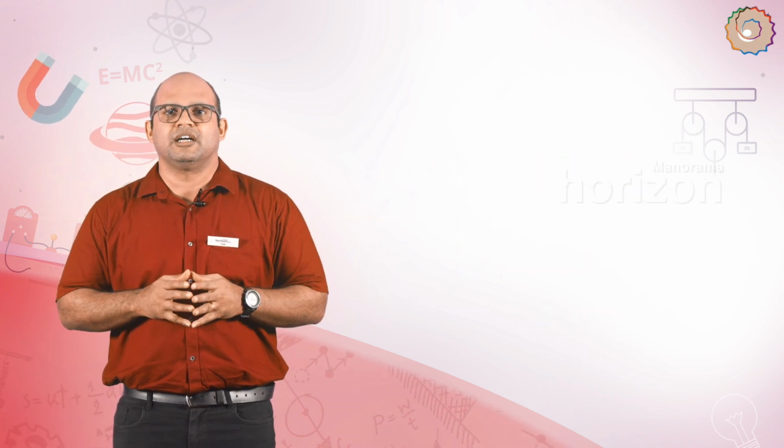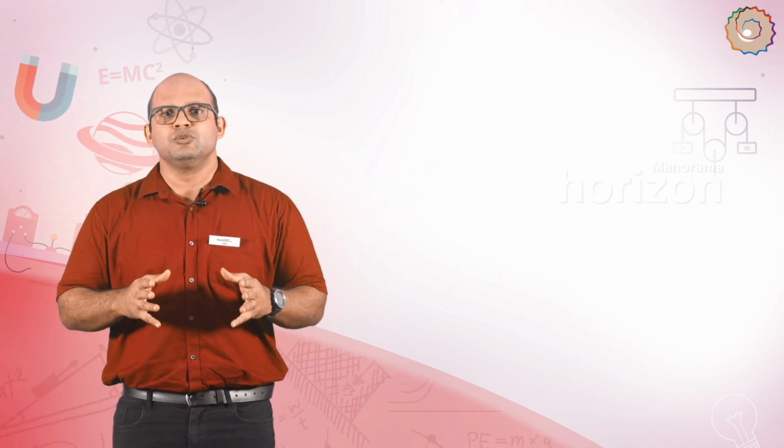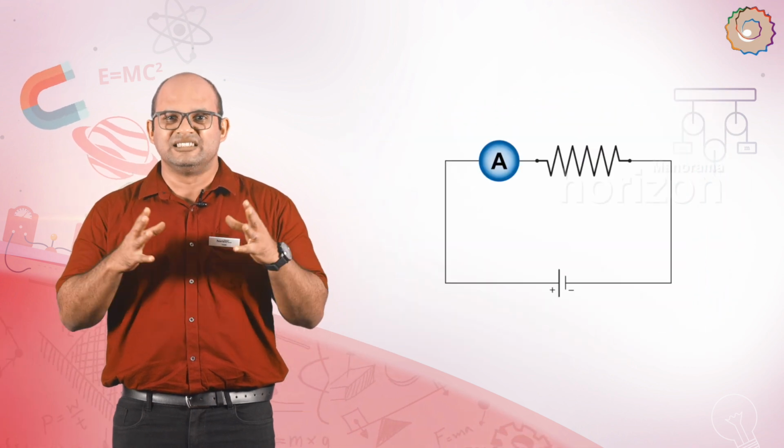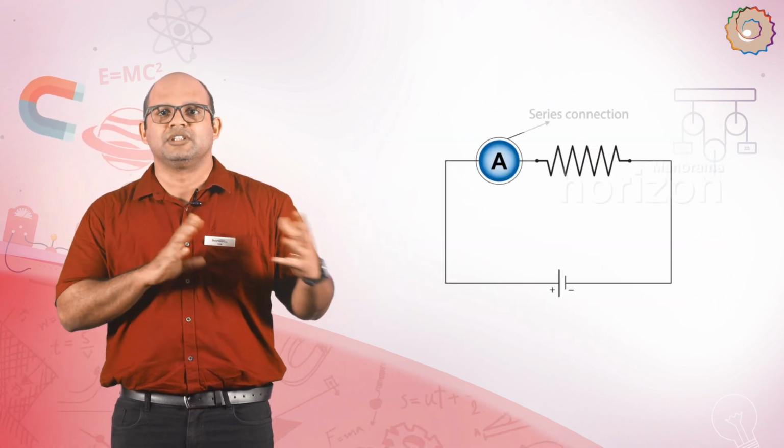We can measure the current in a circuit with the use of an ammeter. An ammeter is always connected in series with the circuit whose current is to be measured. Please note that unless otherwise specified, when we use the term current, we are referring to conventional current which flows from the positive terminal to the negative terminal.